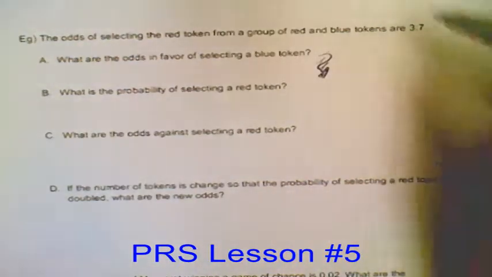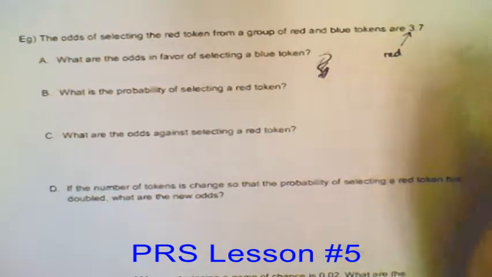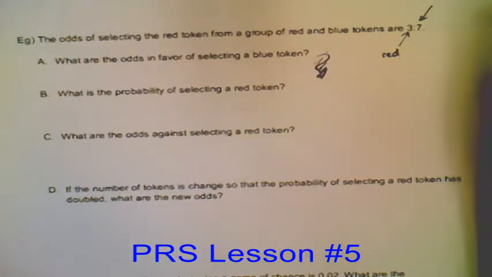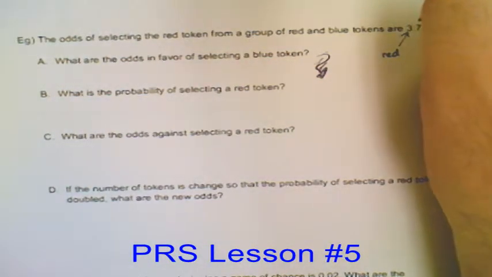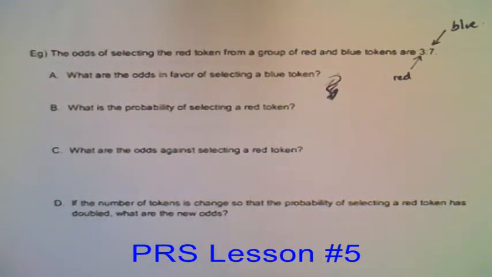Now with this one here, okay, the odds of selecting the red token from a group of red and blue tokens are 3 to 7. So I know that from here, the odds of getting a red token, that is the red token. There must be 3 red tokens, and there must be 7 not red tokens. Now, if it didn't tell me they were blue, I wouldn't know, but I know they're not red. In this case here, because it says that they're just red and blue, I've got 3 reds, I've got 7 blue.